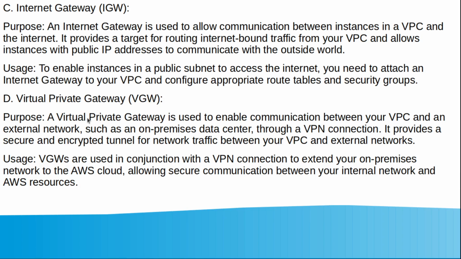Virtual private gateway. A virtual private gateway is used to enable communication between your VPC and external networks, such as on-premises data centers, through VPN connection. It provides a secure encrypted tunnel for network traffic between your VPC and external networks. A virtual private gateway is used in conjunction with VPN connection to connect your on-premises network to the AWS cloud, allowing secure communication between your internal network and Amazon resources.